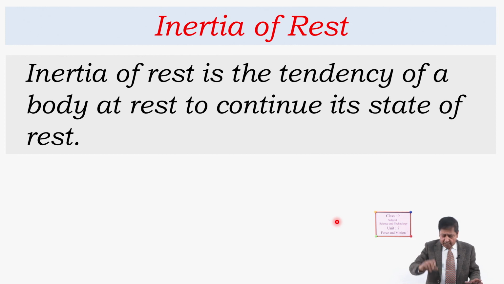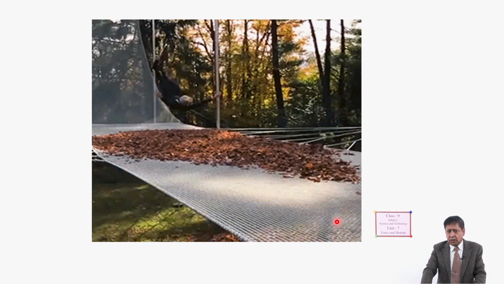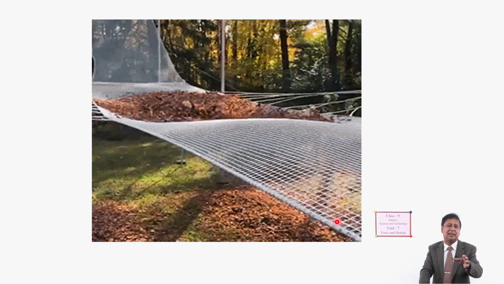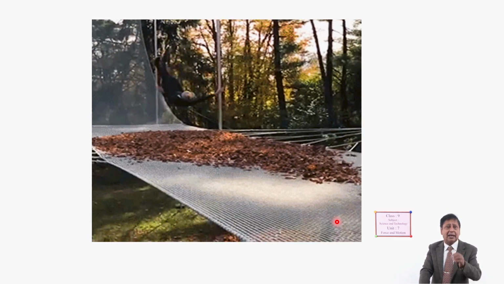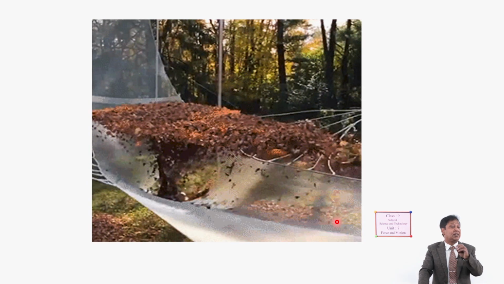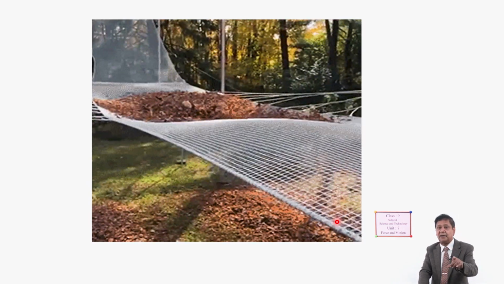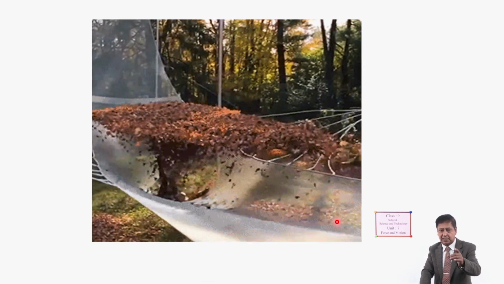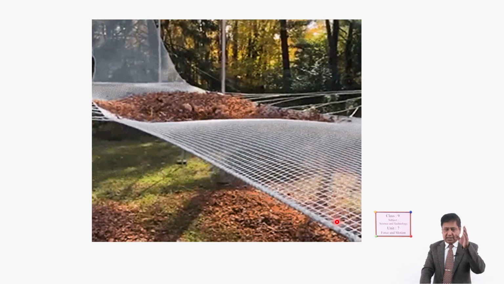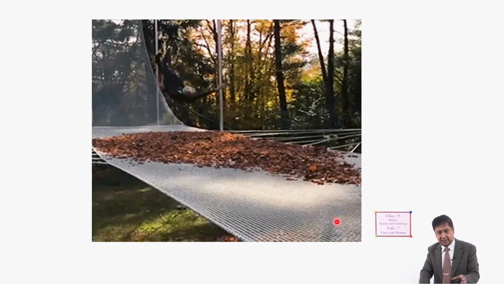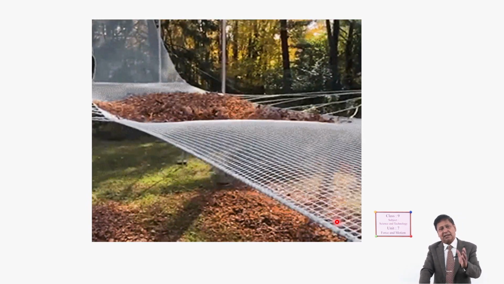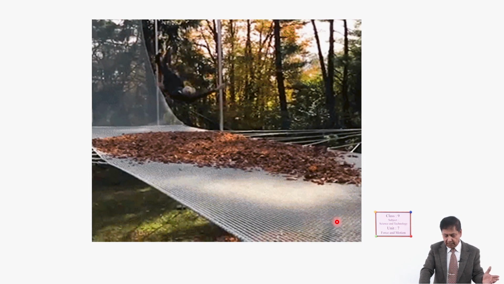Now, I want to go through the previous video clips. Look at these video clips. These dry leaves were at rest and they had a tendency to continue their state of rest. This is inertia of rest. Even after the support, the net, is moved away because a man is jumping over it, they continued their state of rest, that's why they separate from the net, and later fall down due to gravity.